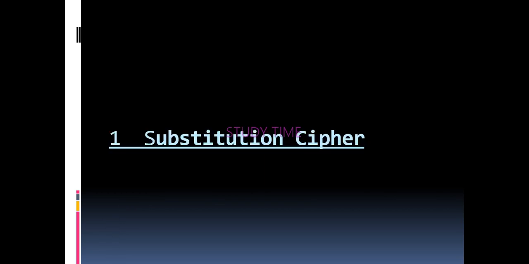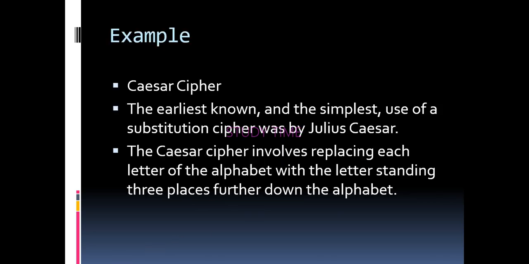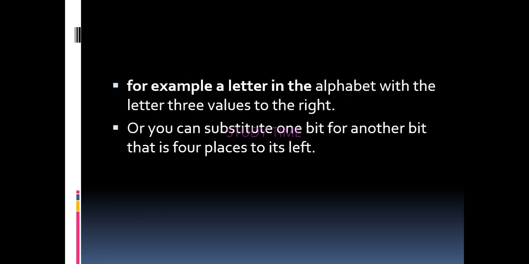1. Substitution cipher. To use a substitution cipher, you substitute one value for another. Example: Caesar cipher. The earliest known, and the simplest, use of a substitution cipher was by Julius Caesar. The Caesar cipher involves replacing each letter of the alphabet with the letter standing 3 places further down the alphabet. For example, a letter in the alphabet with the letter 3 values to the right. Or you can substitute one bit for another bit that is 4 places to its left.